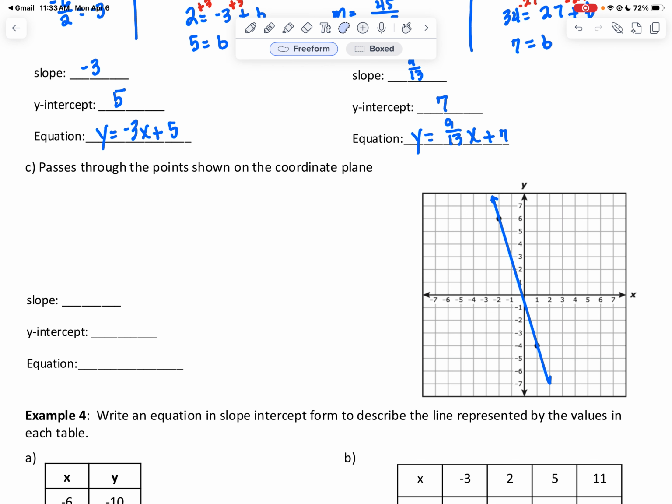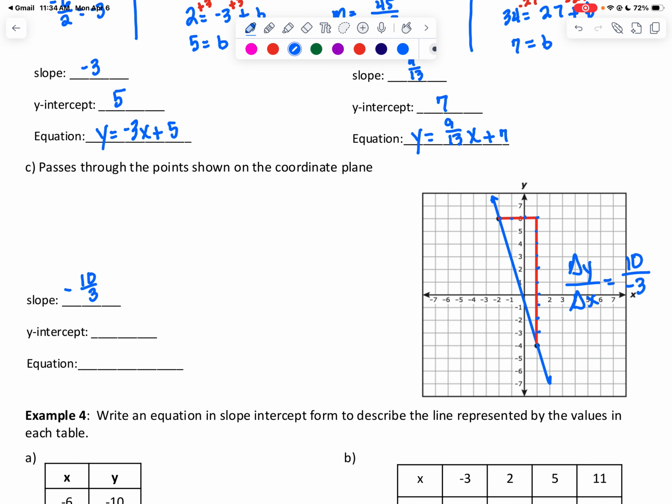Okay, I want to go from this point right here over to that point right there. Okay, so let's count that. Delta y over delta x. So 1, 2, 3, 4, 5, 6, 7, 8, 9, 10. So up 10, and 1, 2, 3 to the left, so negative 3. So my slope is negative 10/3.